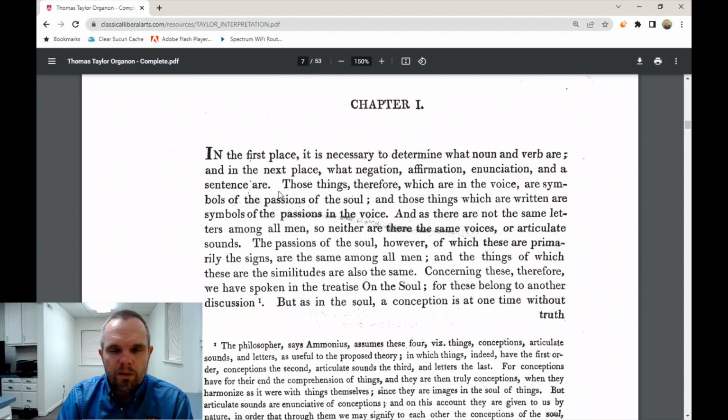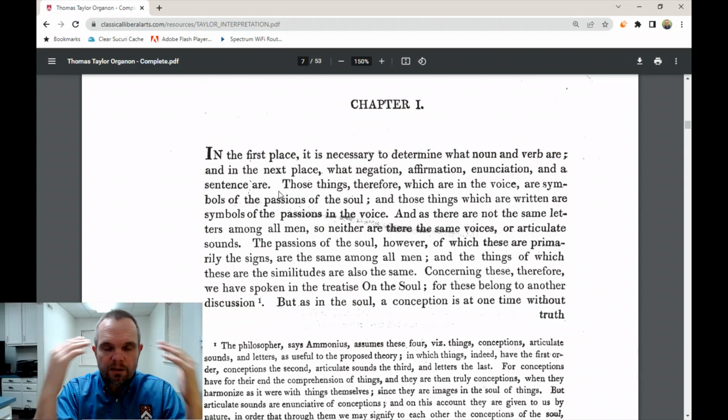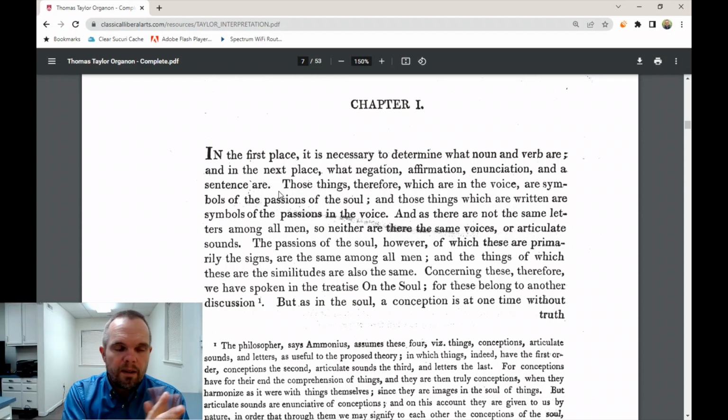And it's to distinguish the work on interpretation, where we're moving to the study of judgments, a different operation of the mind, as opposed to the categories, where we're learning about these impressions of the soul, these passions of the soul, these simple ideas. That's what we learn about in the categories, the simple passions of the soul and the words that are used as signs of them. Here we're moving into judgment. We're moving into the study of negation, affirmation, enunciation, and a sentence.